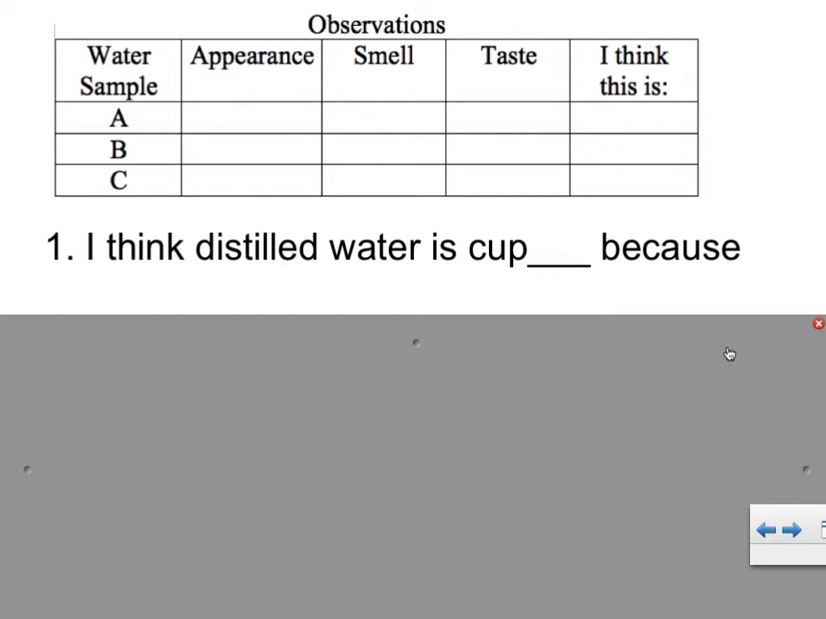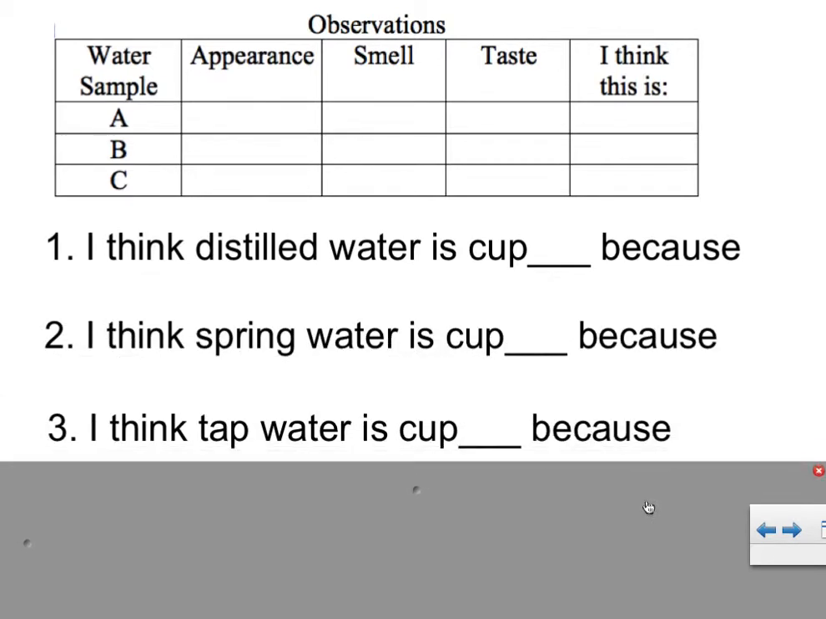Then you're going to write, number 1, I think distilled water is cup blank because, and then just leave a blank line underneath so you have space to write your answer. This portion of a sentence should only take up one line and then leave a blank space. Take out another pencil because you're not going to keep getting up. I'm going to show the rest of them. You're going to do the same thing, write them down and skip a space after.